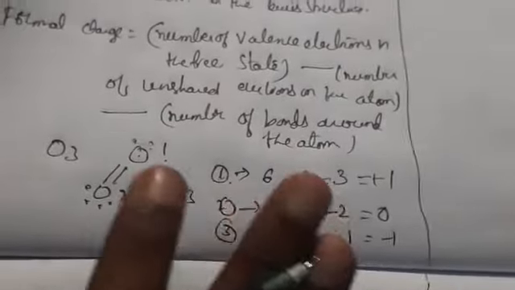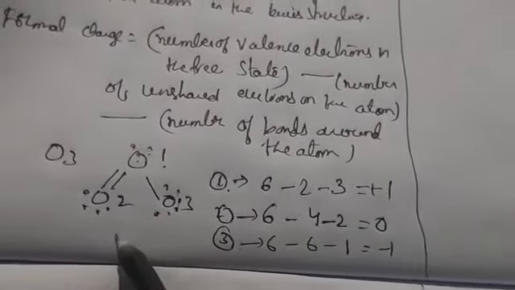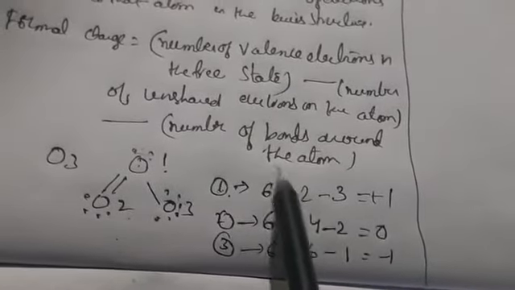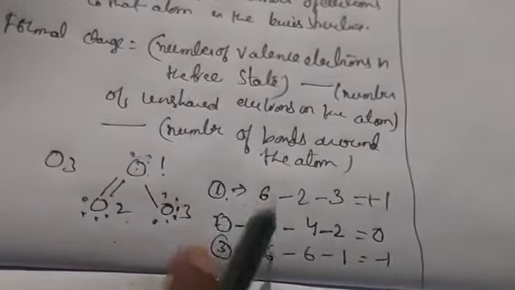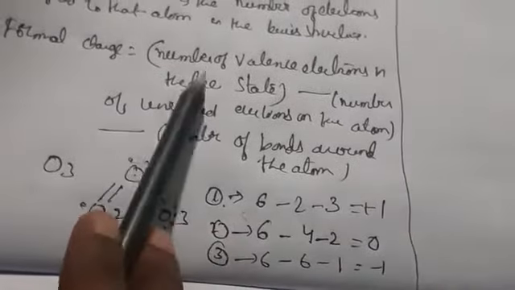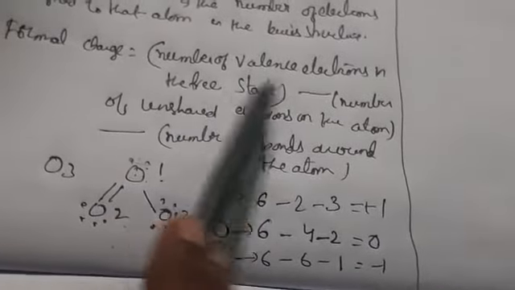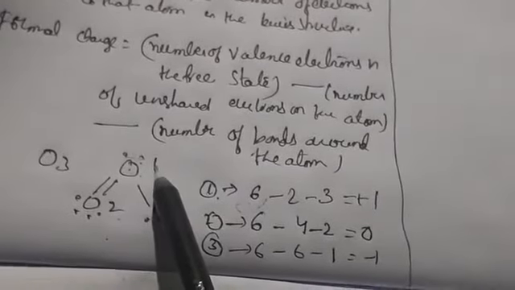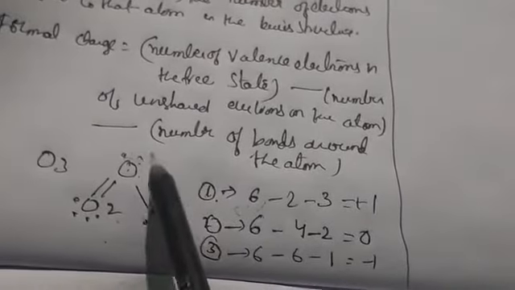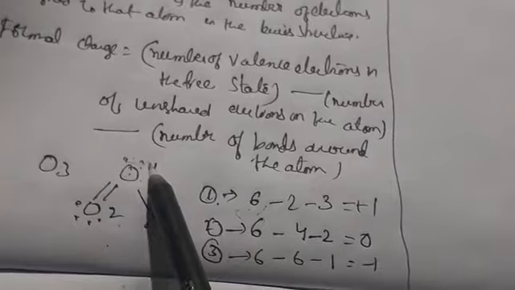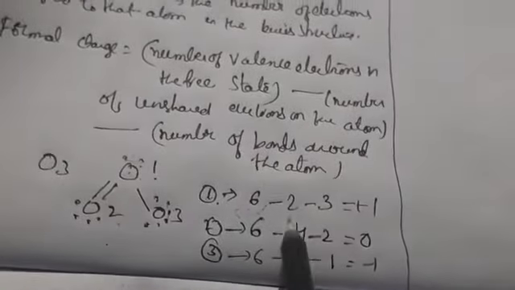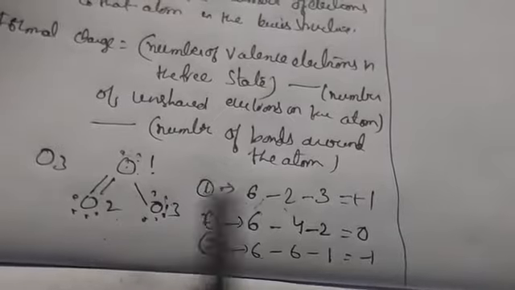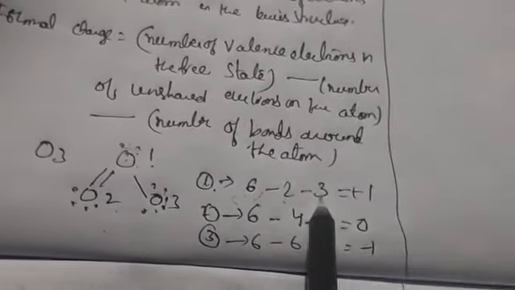So clearly observe, I have taken the ozone molecule. These are the electrons I am taking. What is the valency of oxygen? 6. I told you, the number of valence electrons in the free state; valence electrons means the outermost electrons, 6 here. For the first atom we are calculating: how many unshared electrons are here? 2 unshared electrons, that's why I have written 2. How many bonded atoms? 3 bonded atoms, that's why I have written 3.